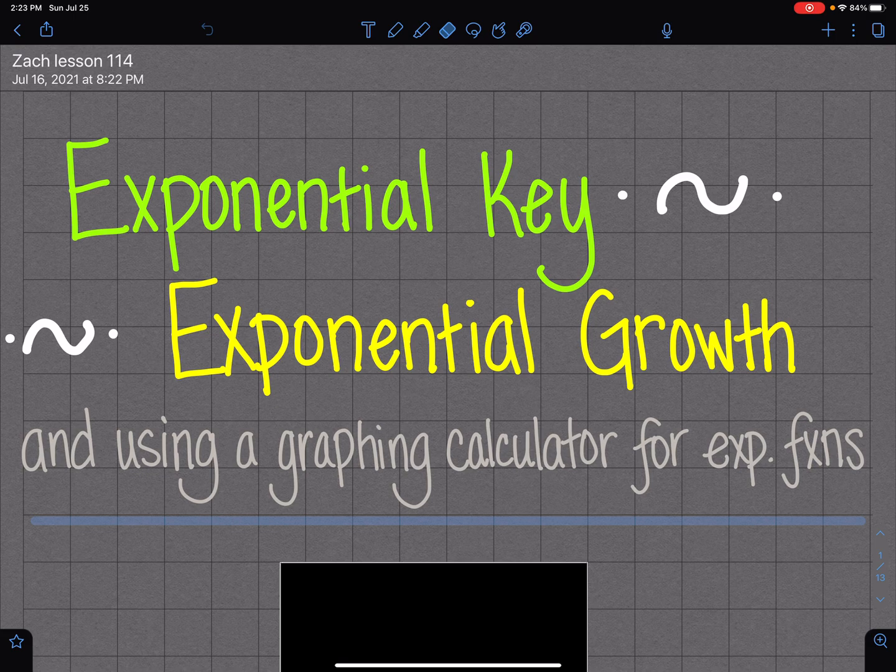And today's lesson is going to be fun because we're going to be able to use a graphing calculator for the first time. We're going to talk about exponential growth, exponential keys, and then how to use a graphing calculator to figure out those problems. Okay, so this is going to be fun, and hopefully you have your graphing calculator. It came by Amazon for this lesson, hopefully.